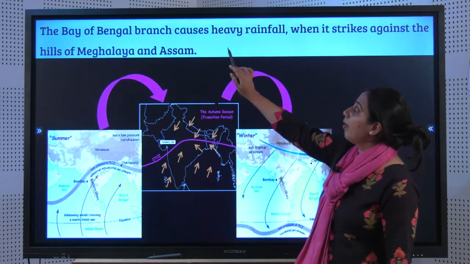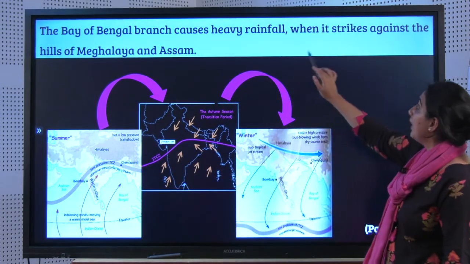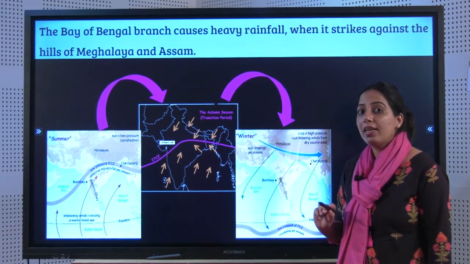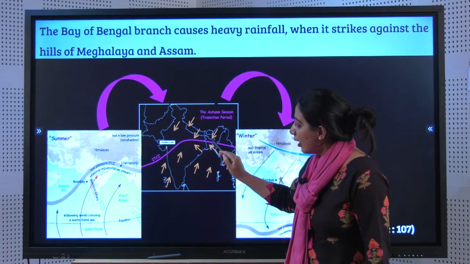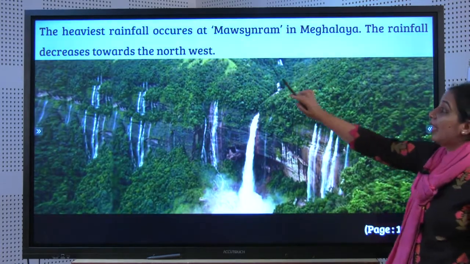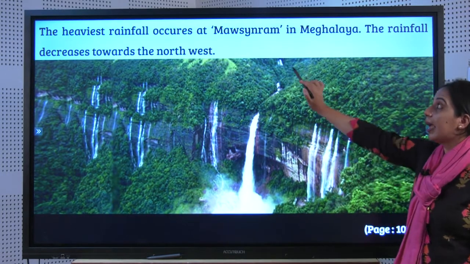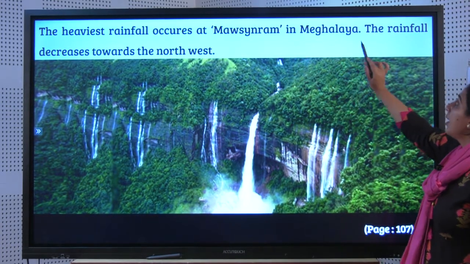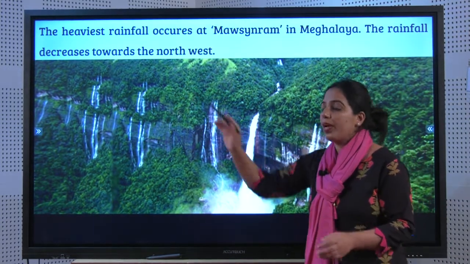The Bay of Bengal branch causes heavy rainfall when it strikes the hills of Meghalaya and Assam. After it enters India, it strikes the hills of Meghalaya and Assam here. The heaviest rainfall occurs at Mawsynram, spelled M-a-w-s-y-n-r-a-m, in Meghalaya. The rainfall decreases as it goes northwest.